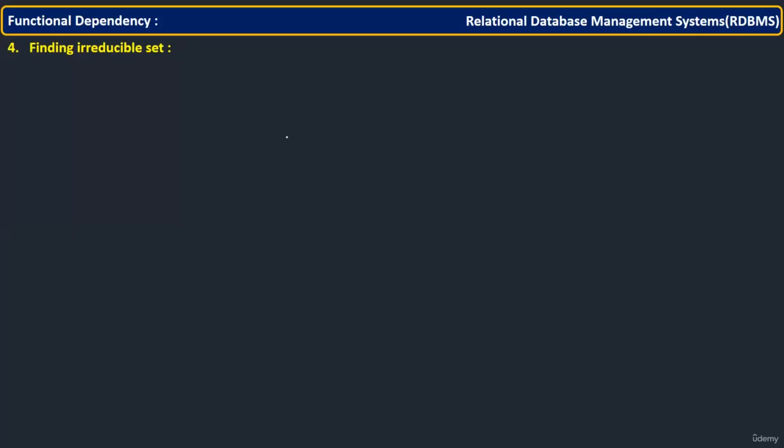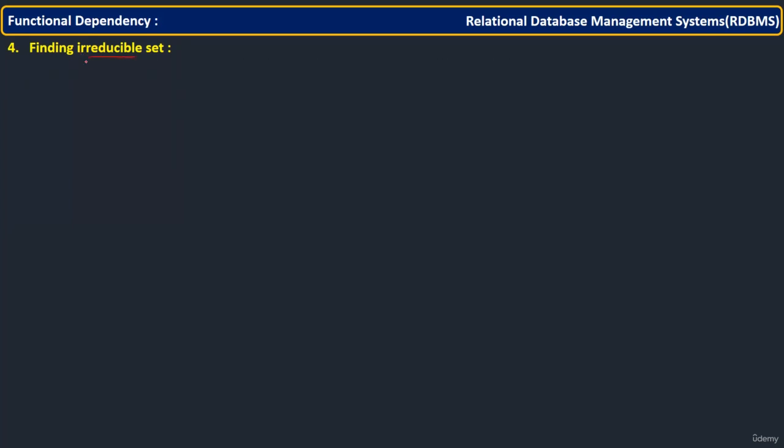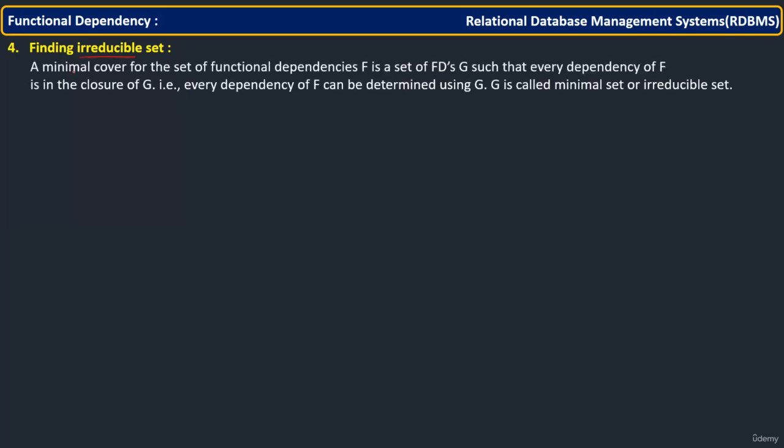So now let us see the fourth application, that is finding an irreducible set. As the name implies, there is reducible, and here it is irreducible. So let us see, further reducing is not possible. Simply, its meaning is... let us see what it means.